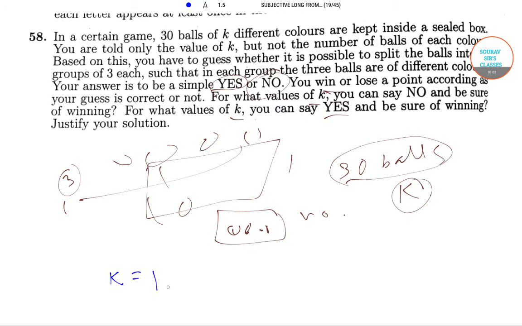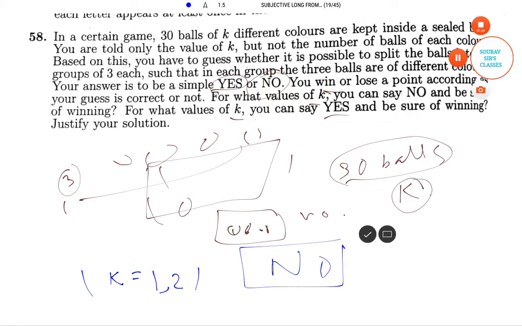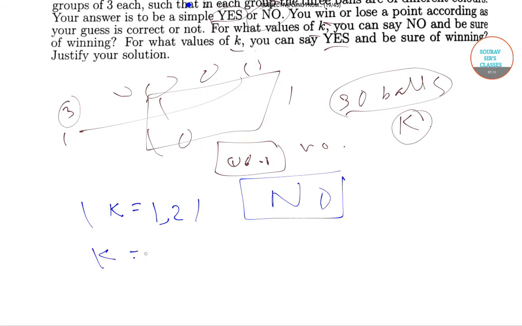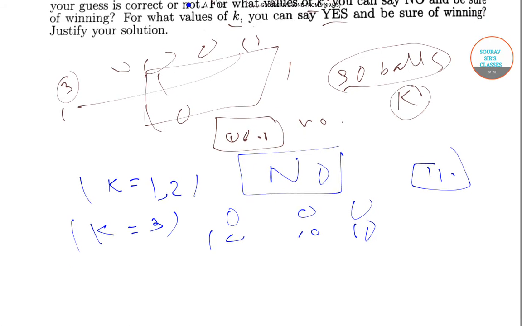If k is 1 or 2, the answer is obviously a big no. However, if we have k equals to 3, then each color of ball will be 10 in number. So it is possible that one box can have 3 different types of color ball. So no is not a sure winning.